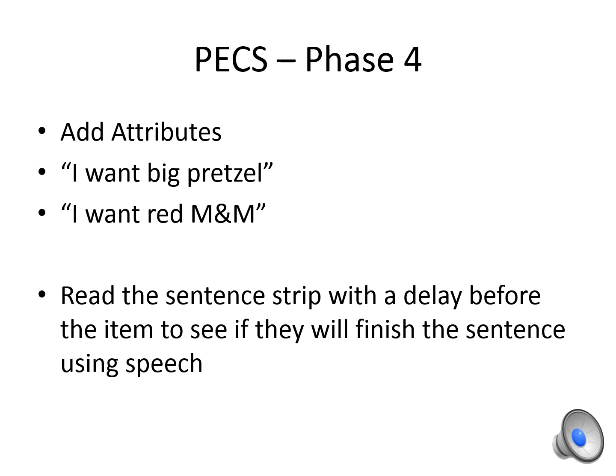What we're trying to do here too is add attributes or longer utterances. So instead of "I want pretzel," we shoot for "I want big pretzel," "I want red M&M." And we always add in phase 4 a delay before we say the item at the end of the sentence strip. So we say, "I want," and then we wait to see if maybe the child will fill in "pretzel" or "big pretzel." And that's the beginning.